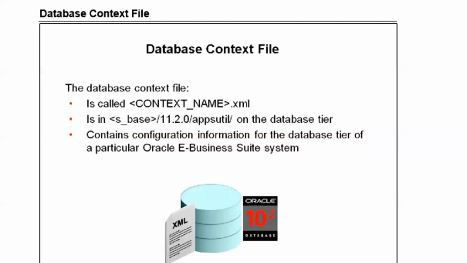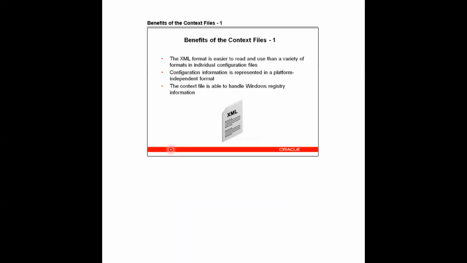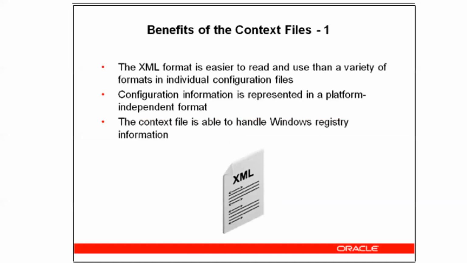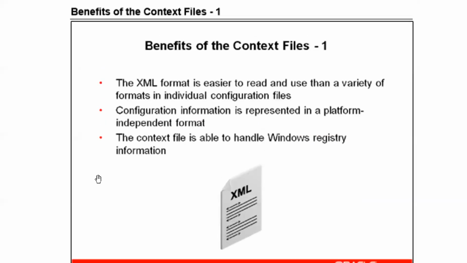Okay, we'll continue with this. We have an application context file and a database context file. So what is the benefit of a context file? The XML format is easier to read and use than a variety of formats in individual configuration files. Configuration information is represented in a platform independent format. The context file is able to handle Windows registry information.